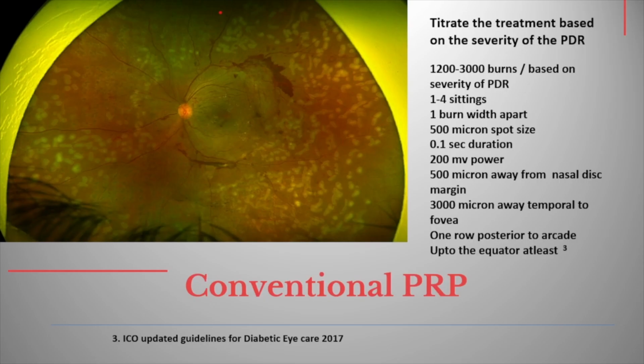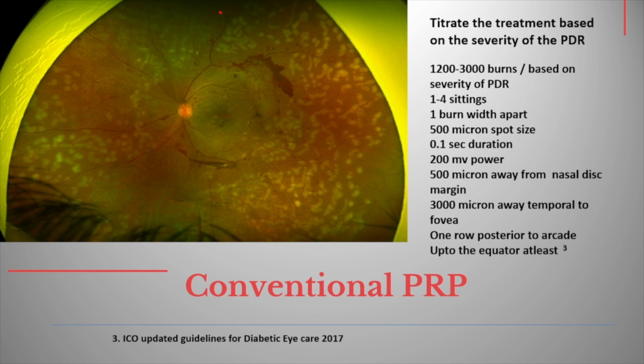So, conventional pan-retinal photocoagulation. The ICO updated guidelines have determined the number of burns, the density of the burns, and the extent that is to be given. The total number of burns that they advise is about 1200 to 3000. 500 micron is the spot size with one burn width apart between the two burns.